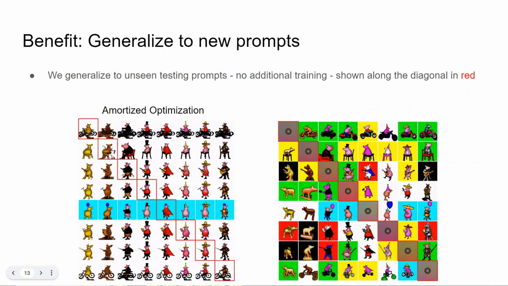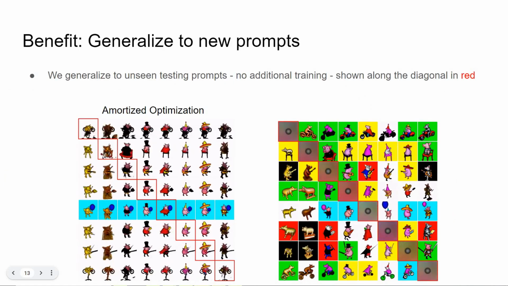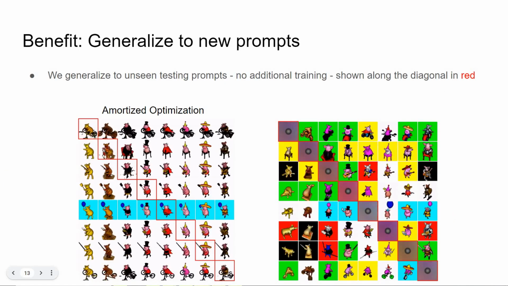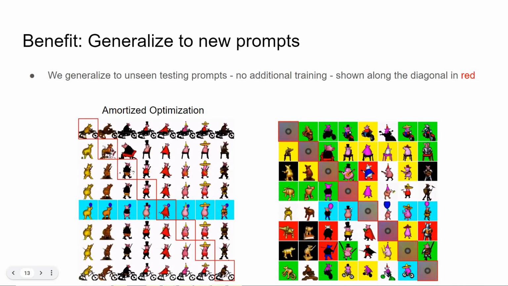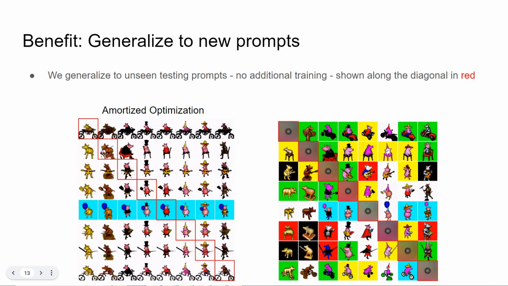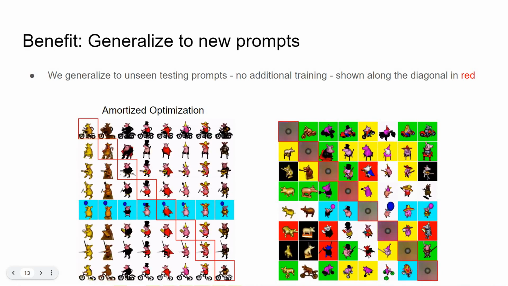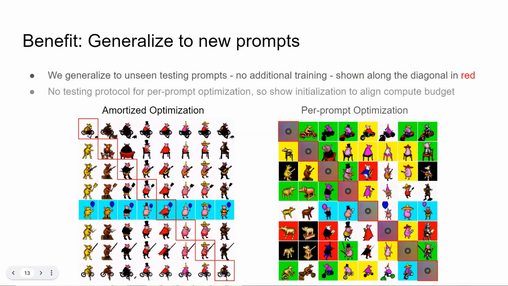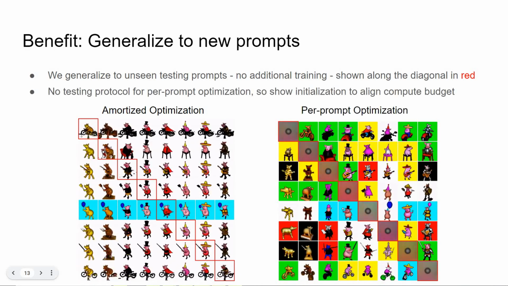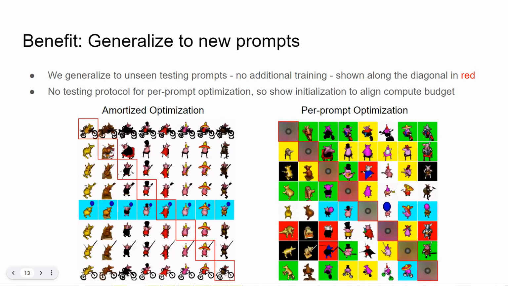datasets. To further test generalization, we use a compositional set of pig prompts with different themes in each column and activities in each row. Amortization allows generalization to unseen testing prompts with no additional training, which we show along the diagonal in red. There's no testing protocol for per prompt optimization, so we show a random initialization to align compute budgets between methods.